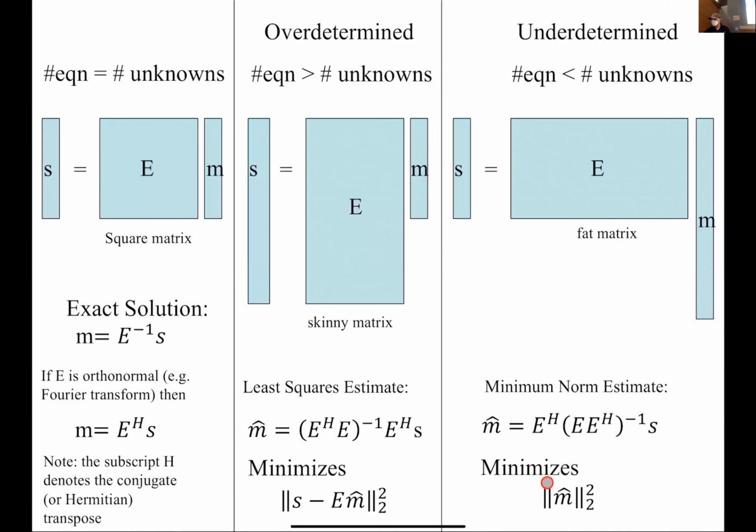It's very similar to this, but different enough that it's confusing. Now the inverse occurs here, and E^H occurs here. So these two things are flipped. And this just minimizes the norm, or the size, of my estimate. It's like, I don't know which is the best one, but I'm going to pick the smallest one.